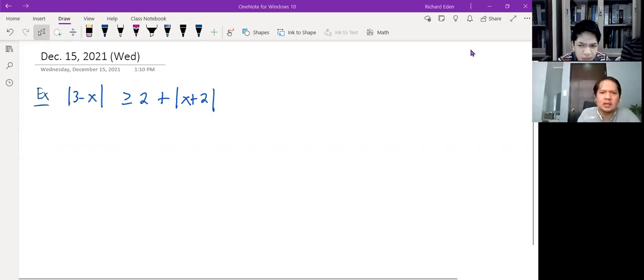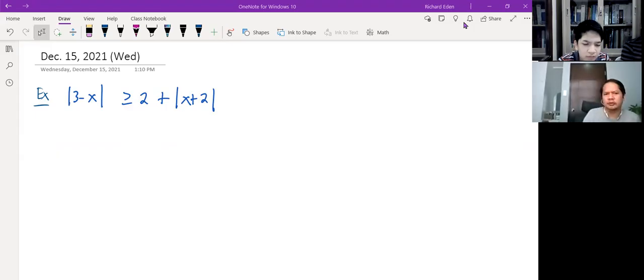All right, okay. So let's solve the absolute value of 3 minus x is greater than or equal to 2 plus the absolute value of x plus 2. Now, we can do very little. We cannot even combine the various terms here because we have the absolute values.